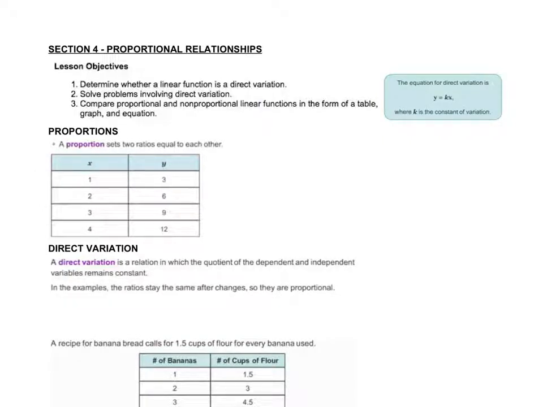This is a video over Unit 2, Section 4, and we're going to be talking about proportional relationships. So our objectives today, we want to determine whether a linear function is a direct variation. We want to solve problems involving direct variation, and then compare proportional and non-proportional linear functions in the form of a table, graph, or equation. So let's talk about what direct variation is.